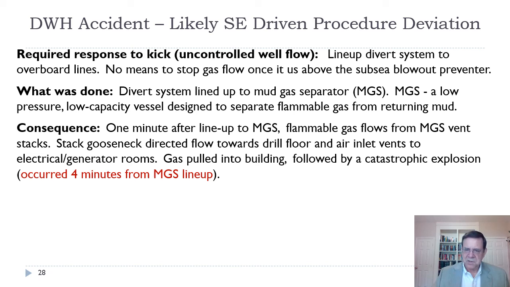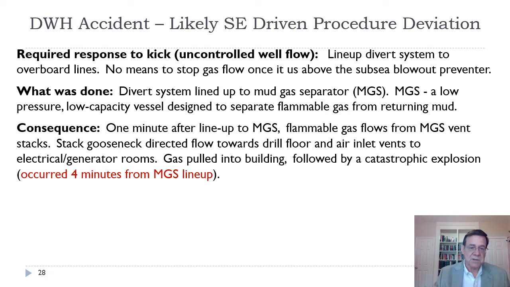That vessel's purpose, under certain conditions, was to separate gas from returning mud. The consequence of doing that is that within 1 minute after lining this up against this kicking well, you had flammable gas coming out of the mud gas separator vents. One of the vents was goosenecked down to the drill floor, so now it's directly into the air inlets to the HVAC, pulling into the electrical rooms. And of course, once it was pulled into the electrical room, very quickly you had this catastrophic explosion. From the time they lined up the mud gas separator to the explosion was 4 minutes.